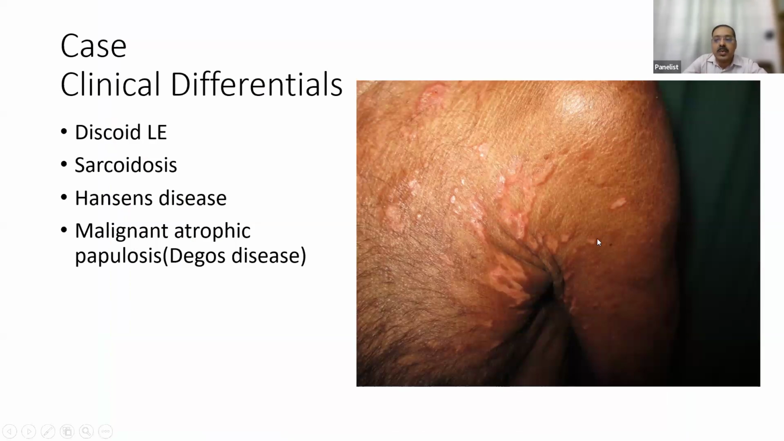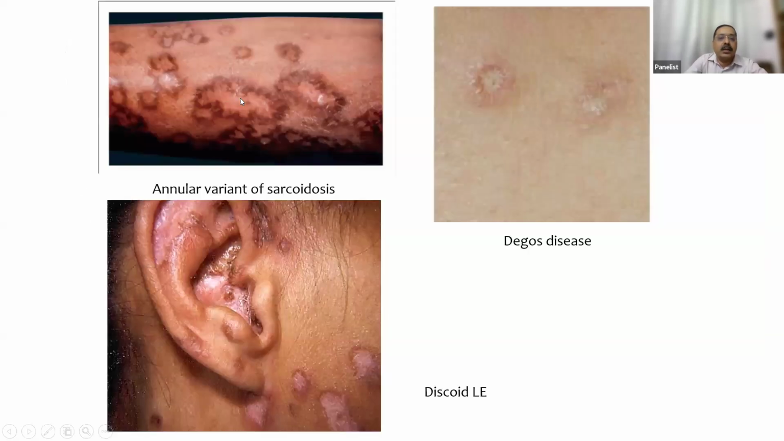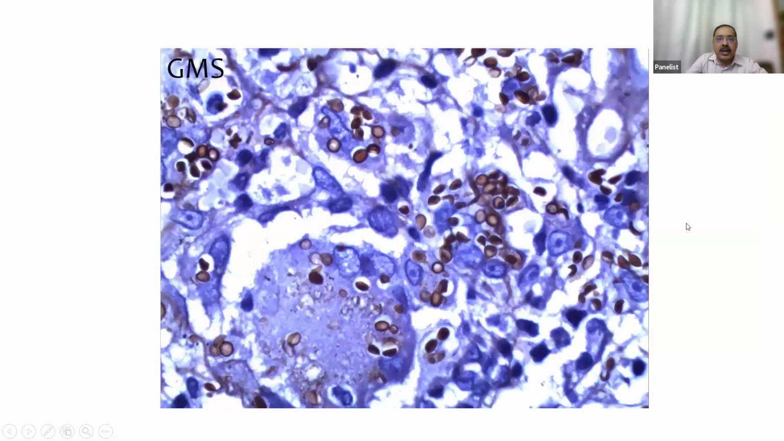So the early lesions are what we always look for. And of course, Degos disease, which is a rare thing, which presents with abdominal pain and is sometimes associated with malignancy. So there we can also have a similar presentation with a central atrophic center. So you will see this presentation. You can make out central depigmented areas can be seen in the annular variant of sarcoidosis, in discoid LE, and in Degos disease. So this would be a differential.